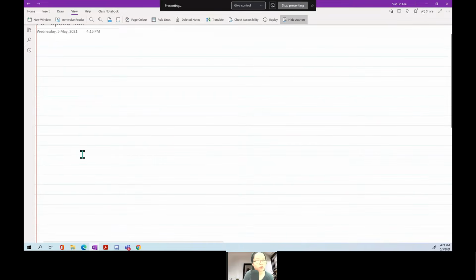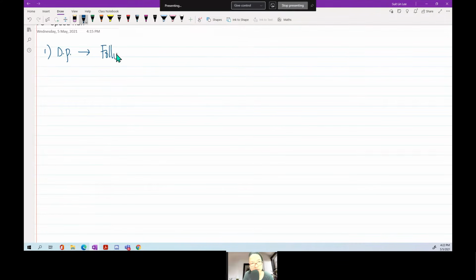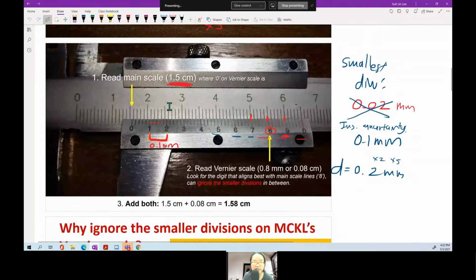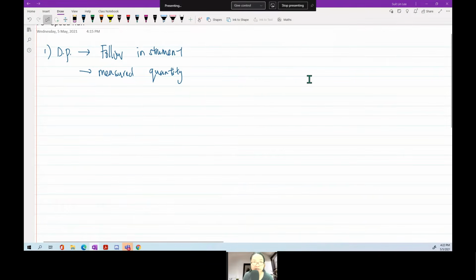Zoom in. When it comes to decimal points, follow the instrument. This is for measured quantity only, measured physical quantity. If you measure it, if you read a scale, whether it's a protractor or a vernier caliper, there's a scale for you to look at. Then this one is decimal point. Any kind of measurement, we look at decimal point. There's no SF here. No one cares about SF. So for measured quantity, it's decimal point.